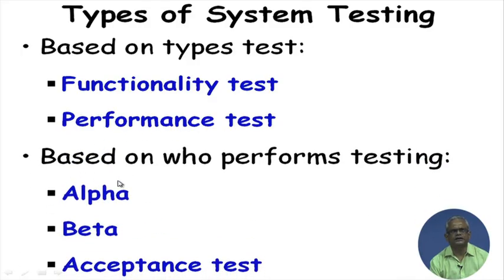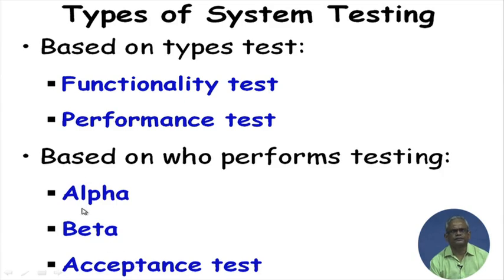Also, we will see that there are actually three types of system testing depending on who does the testing. If it is the development team or the developing organization who does the testing, it is called alpha testing. If it is a friendly set of customers, it is beta testing, and if it is the customer who, finally, before accepting delivery of the product, does the test, that is called acceptance testing. So, system testing has 3 types depending on who does the testing.